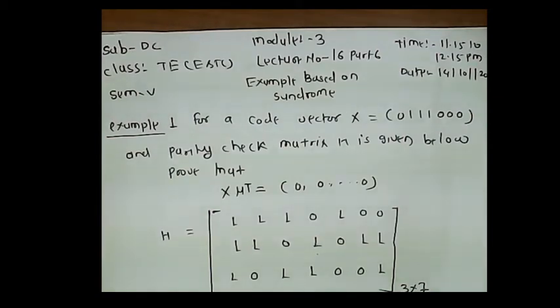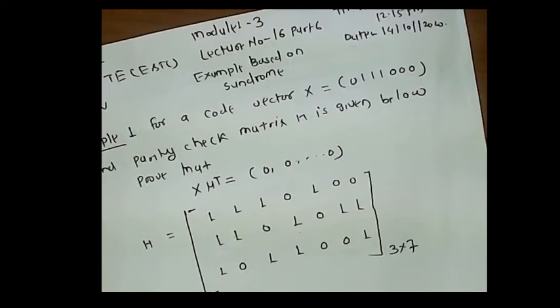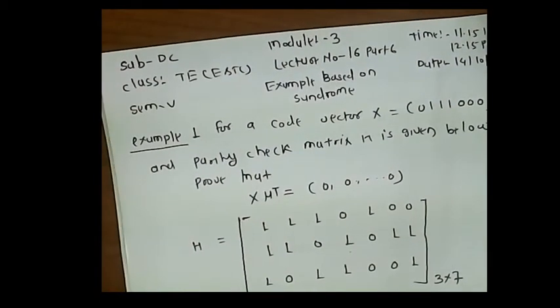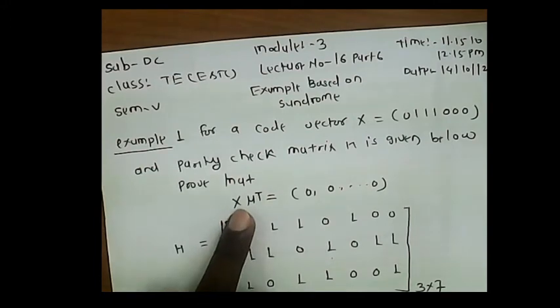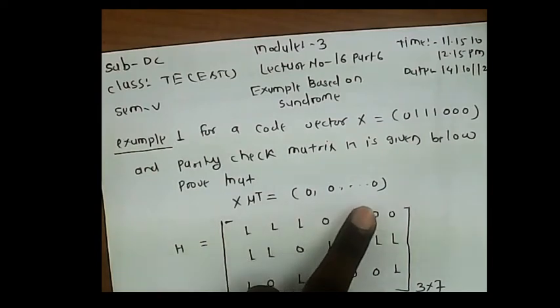Now, for more explanation of the syndrome, we take numerical examples. So the first example will be considered here. For a code vector X = 0111000 and the parity check matrix given below, prove that the product of any code vector and the transpose of the parity check matrix is 0 0 0.